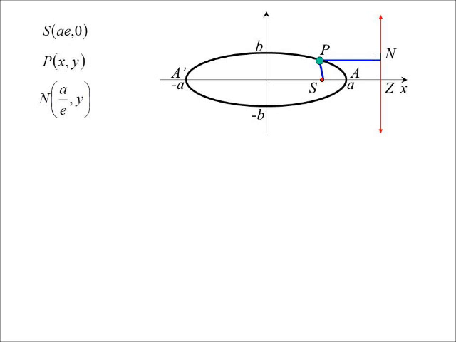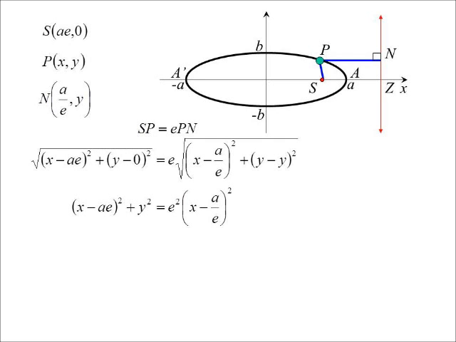Drawing in a few lines here. Horizontal one going across to the directrix. If it's horizontal, it will have the same y value as P, so I've given it the y value of y. It's on the directrix, so it'll have the same x value as the directrix, so it's a over e. They're the coordinates of N. Definition of ellipse: the distance from P to the focus is equal to the eccentricity times the distance from P to the directrix.